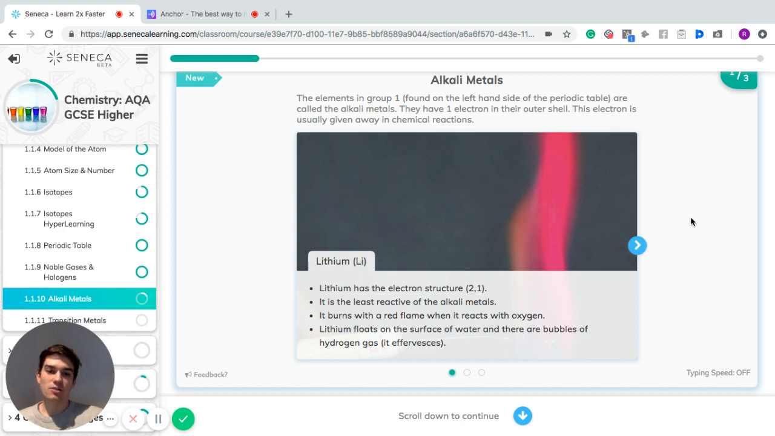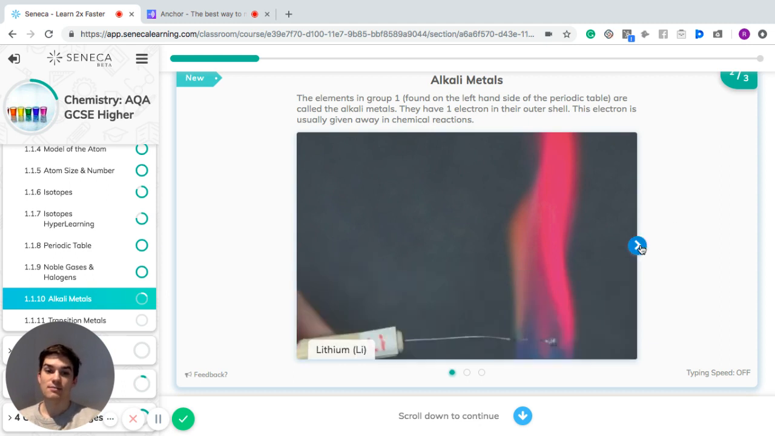Now lithium's got the electron structure 2,1. And what that means is it's got 2 electrons in its first electron shell and 1 electron in its next electron shell. It's the least reactive of the alkali metals, and it burns with a red flame when it reacts with oxygen. And lithium floats on the surface of water, and there are bubbles seen, which is hydrogen gas being given off, and we call that effervescence.